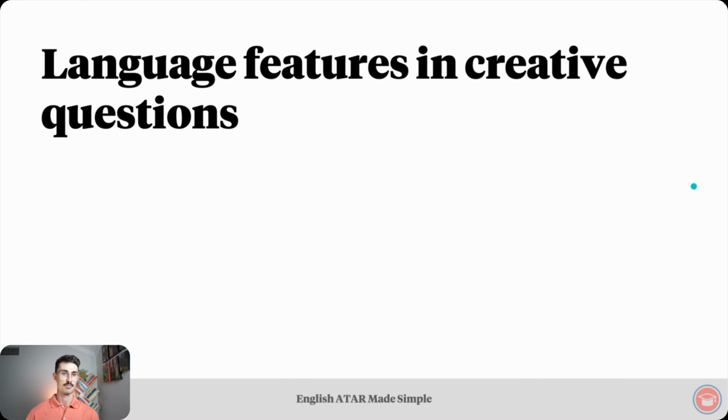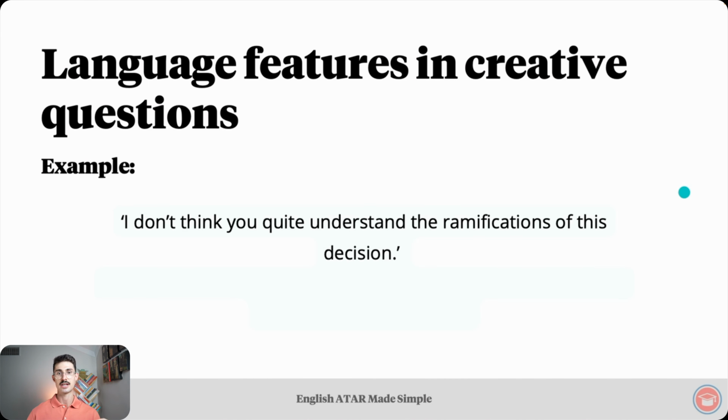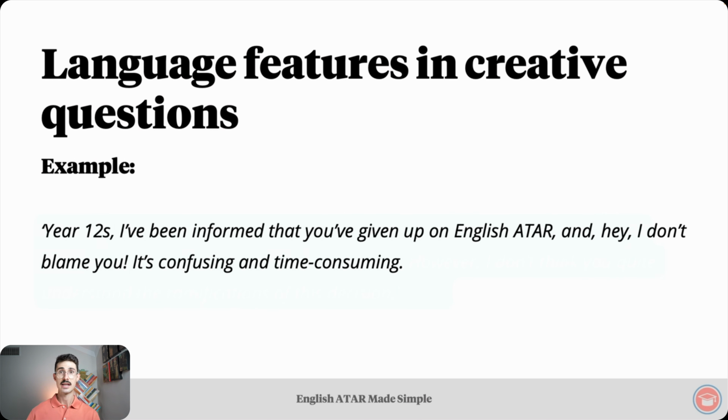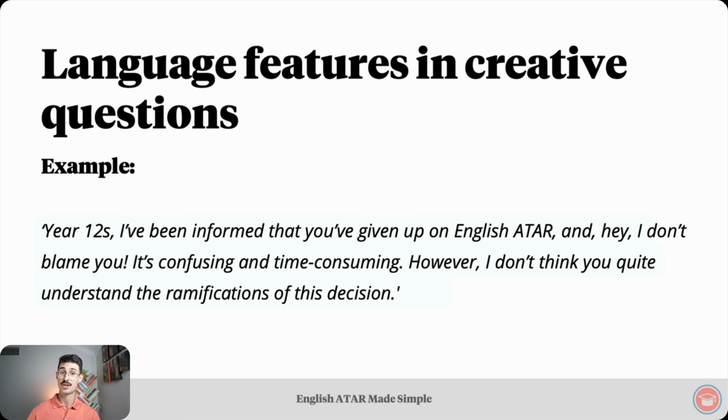Now let's discuss briefly how they can be used in creative questions. Example: I don't think you quite understand the ramifications of this decision. Incorporate this statement into a persuasive text for a resistant audience. And this question is from the 2018 WACE exam, section 3, question 10. In response to that question, I might write, Year 12s, I've been informed that you've given up on English ATAR, and hey, I don't blame you. It's confusing and it's time consuming. However, I don't think you quite understand the ramifications of this decision.